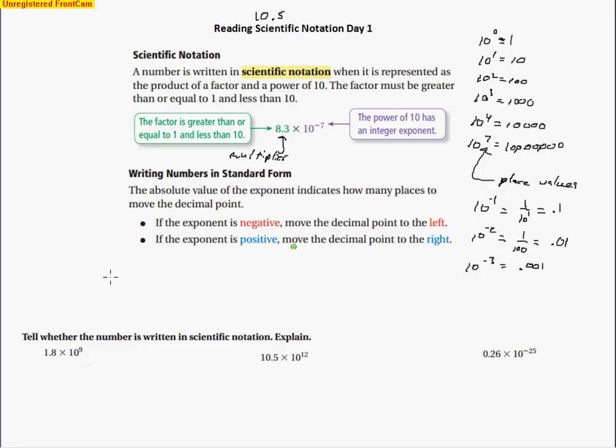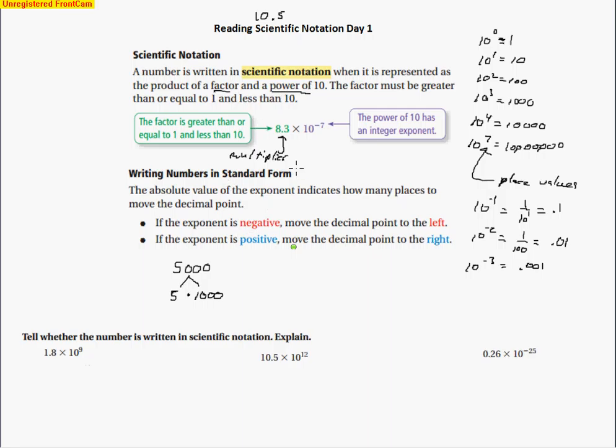So again, if I had this as my number, let's say the number was 500 or maybe even 5,000, I can rewrite this number as the product of 2 factors. One of the factors is 5. The other factor is 1,000. Those two numbers multiply to make 5,000. That's where they get this from, the product of a factor and a power of 10.